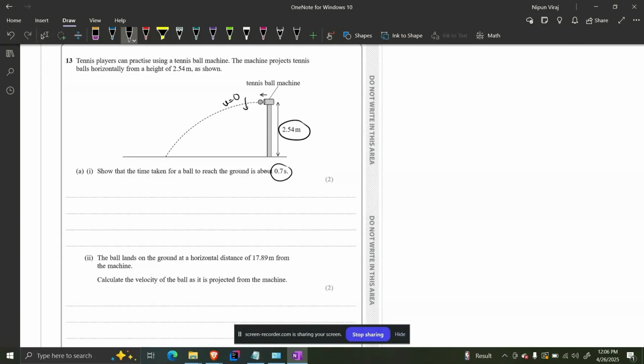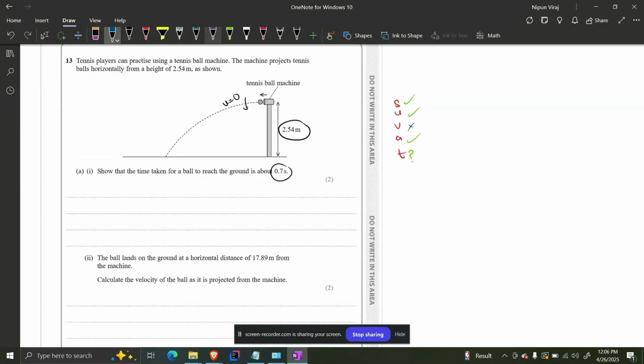We should first formulate what quantities we have and what we should find. So we have SUVAT. We know S, it's given as 2.54 meters. We know u. We should find the time. We know the acceleration, which is 9.81. And we don't know the final velocity.